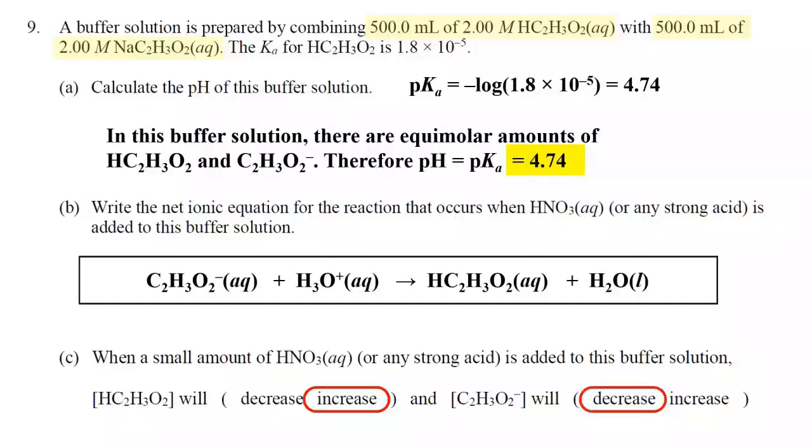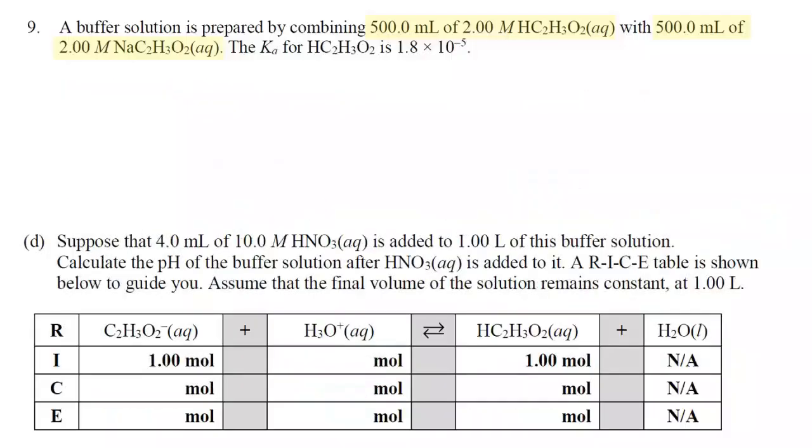So now, moving on to part D, we're going to do some calculations using a rice table. In part D, it says, suppose that 4.0 milliliters of 10.0 molar nitric acid is added to 1 liter of this buffer solution. Calculate the pH of the buffer solution after the nitric acid is added to it. A rice table is shown below to guide you. If you're wondering where that reaction came from in the rice table, this is the reaction that was written, or the equation that was written in part B.